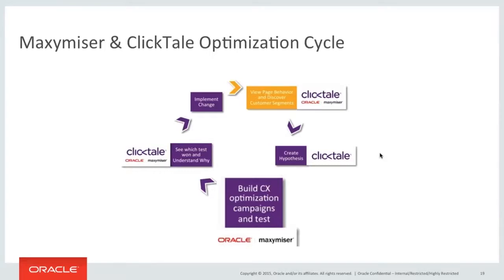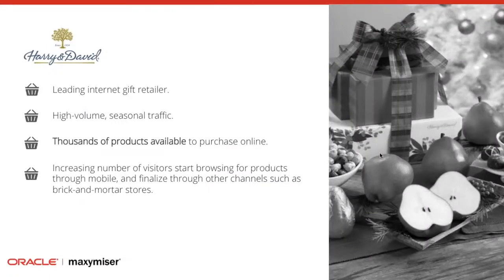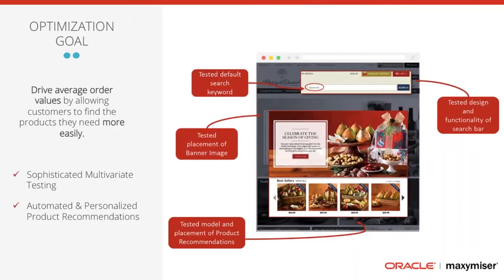So let's see a client that has built dozens, if not hundreds, of successful testing campaigns. Harry and David is a long-standing Maxymiser customer that has literally optimized every aspect of their customer journey. They're a very seasonal player in e-commerce, with right about now being their heavy traffic season. And they have thousands of products to purchase that are available online. So what they've done is leverage multivariate testing, using a whole slew of elements on their homepage to optimize the customer experience.